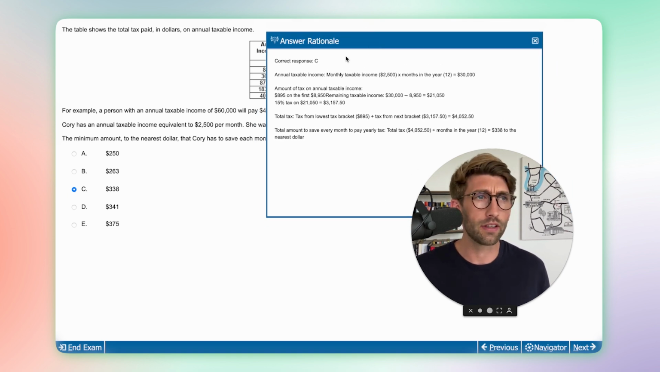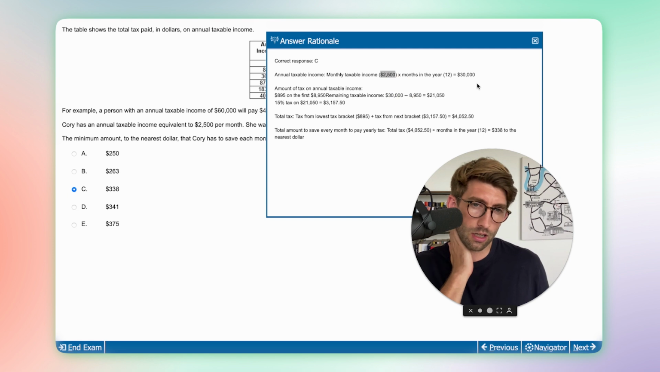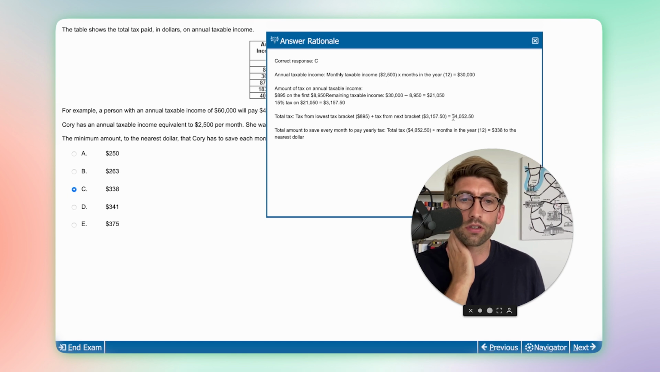So what have we said? We've said the annual taxable income. So the monthly income is, again, a silly unnecessary step, but 2,500 times 12 gives 30,000 for the year. Then amount of tax on the income. So she has that kind of bulk payment for the lower bracket. And then she has the difference that she owes for this, which, like I said, is 21,050. Then we need to work out 15% of that with the calculator, which is that. We then add the two together, which gives us the total amount that she has to pay in the year for her tax. And then we just divide by 12 to give us the final number, which rounded up is 338. So there we go.